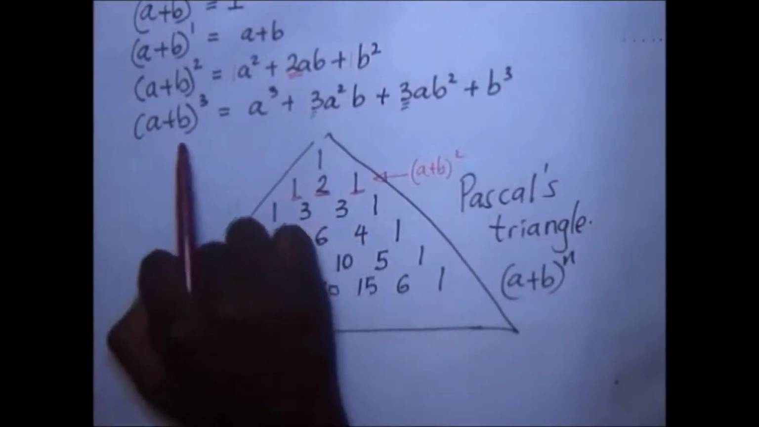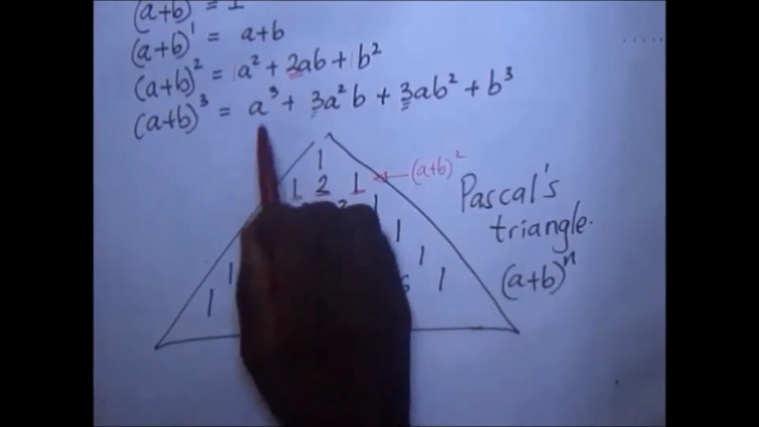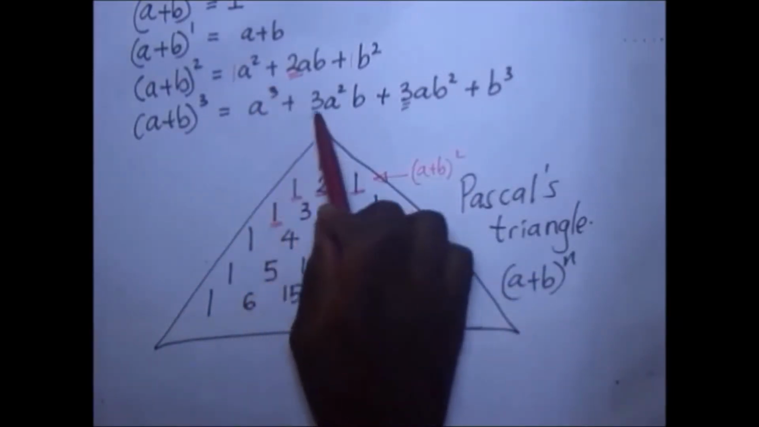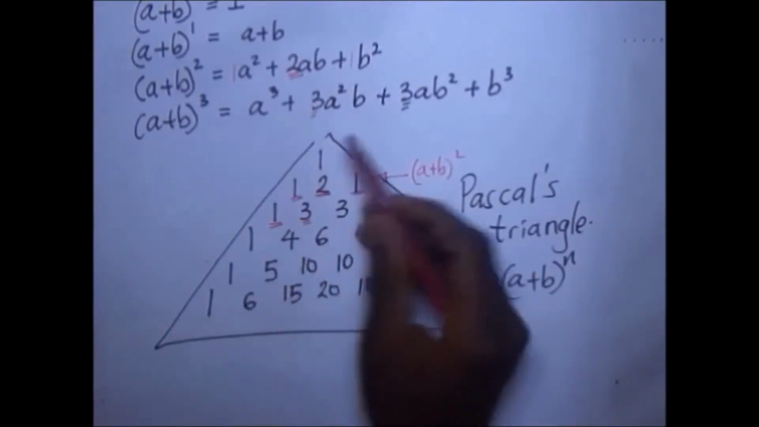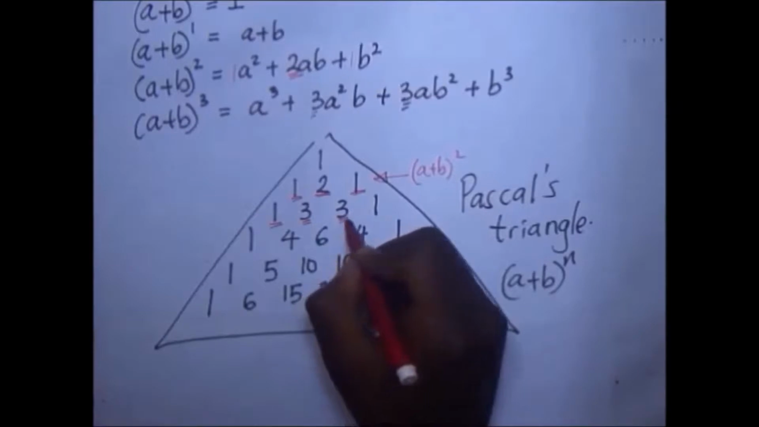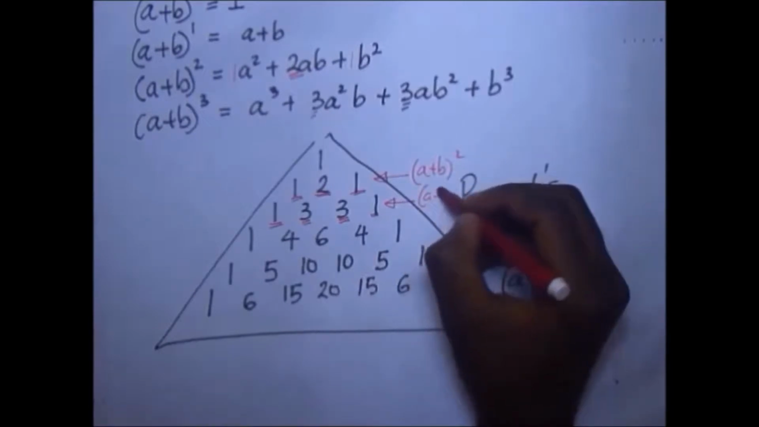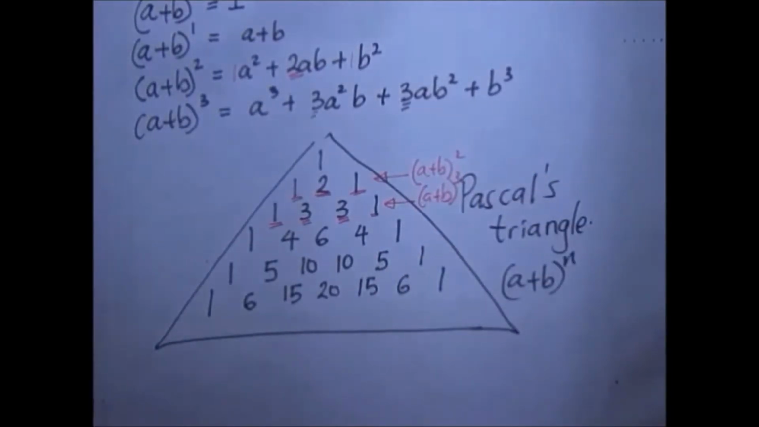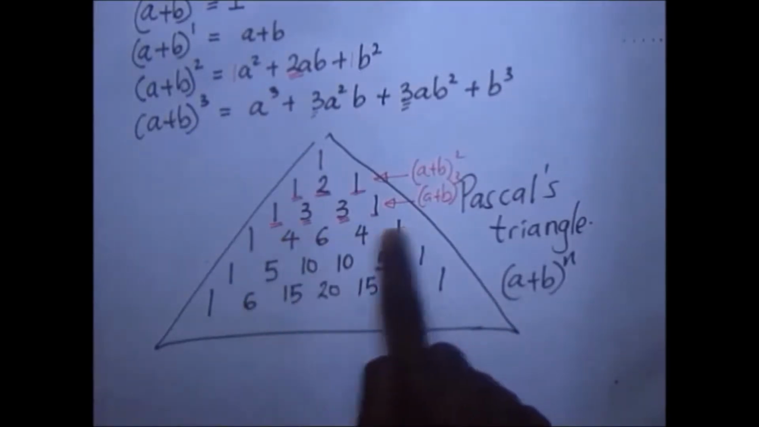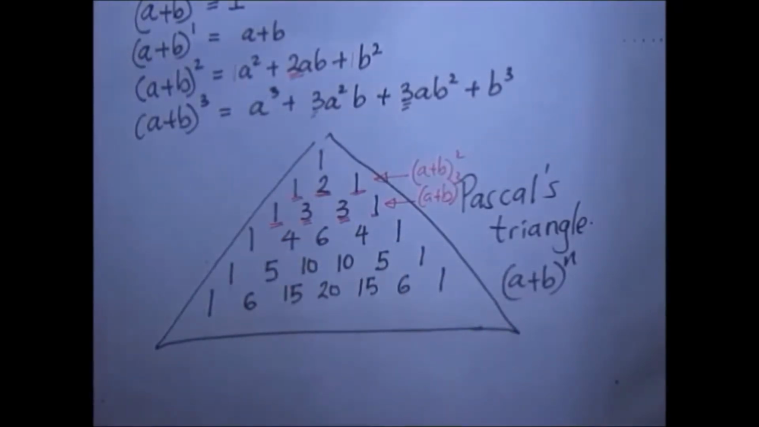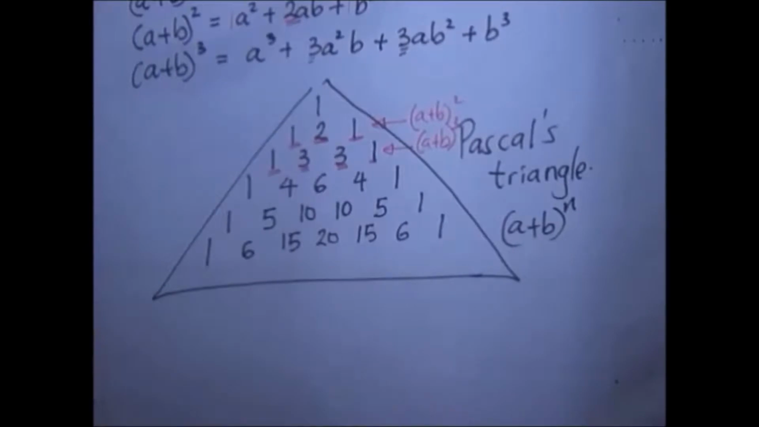Then let's go to (a + b)^3. The coefficient of a^3 is 1. The coefficient of the next term is 3, which is that. The coefficient of the next term is 3, which is also that. And the last coefficient is 1, which is that. So this line applies to (a + b)^3, and so on with (a + b)^4, (a + b)^5 and 6. In this sense, we use Pascal's triangle to find the coefficients of the terms in a binomial expression.